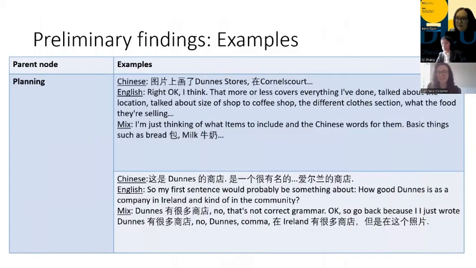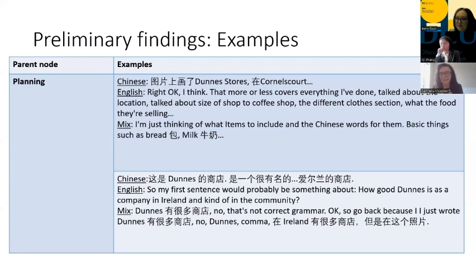The examples, I think it's quite useful to see what we're talking about in terms of examples. Just also, for those not in Dublin, especially not on the south side, you might not know that Cornell's Court is a location on the south side, and Dunnes Stores as well is that shop. So in terms of planning, when using just Chinese, the students would say, okay, in the picture, I can see Dunnes Stores, it's in Cornell's Court. Okay, so we're using the Chinese language to describe what's in the picture.